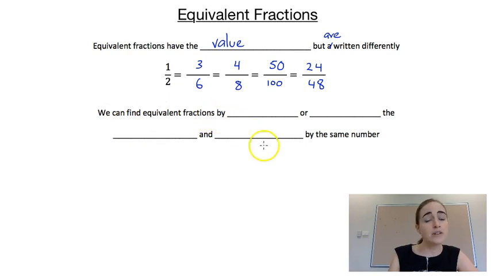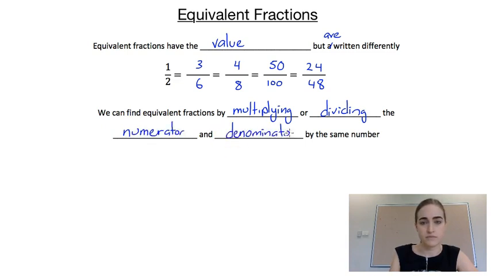So we can find equivalent fractions by multiplying or dividing. We're going to multiply or divide the numerator and the denominator by the same number. So whatever we do to the top, we have to do to the bottom as well. And as long as we do that, it's going to stay equivalent.